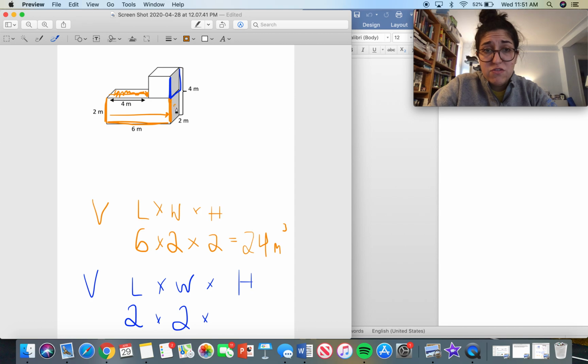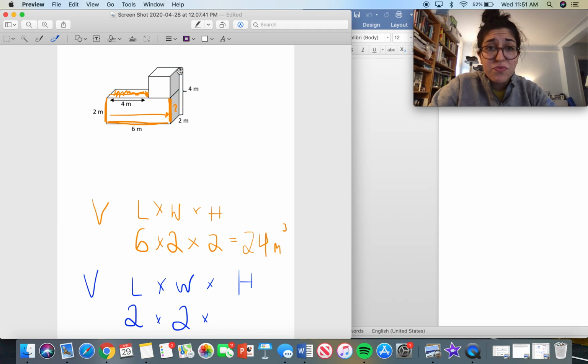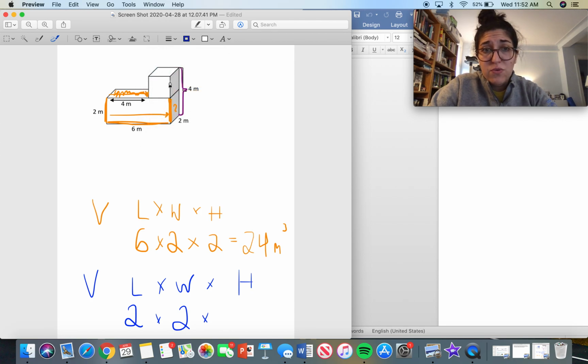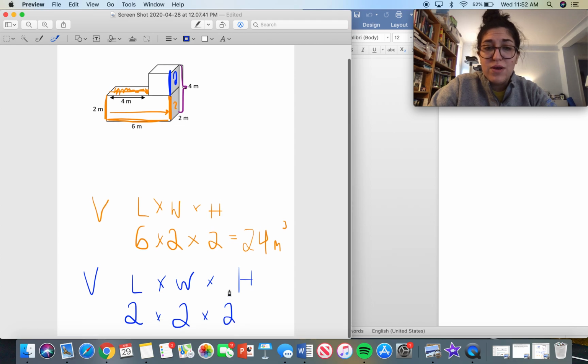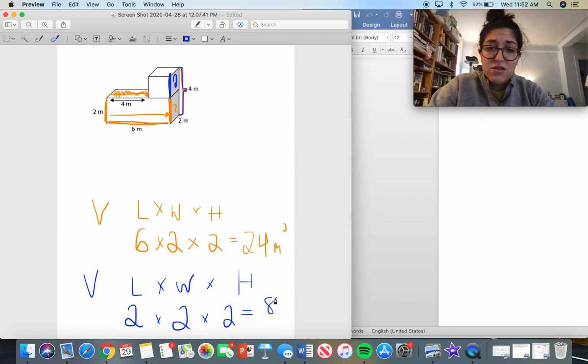So if this is 2, and the whole height, the blue and the orange, is 4, then if this is 2, what's this? 2 plus what is going to give me 4? 2 plus 2 will give me 4. So I can figure out that the height is 2 as well. So now I have my length, my width, and my height. 2 times 2 is 4, times 2 is 8 meters cubed.